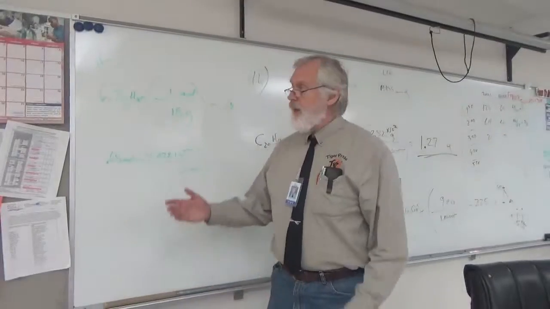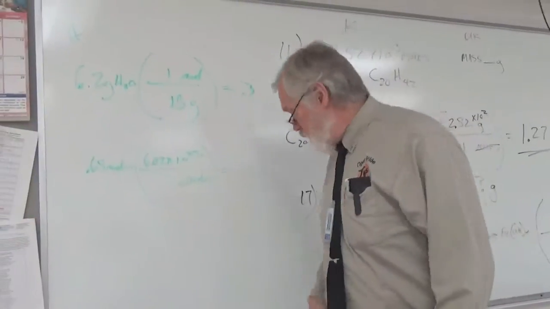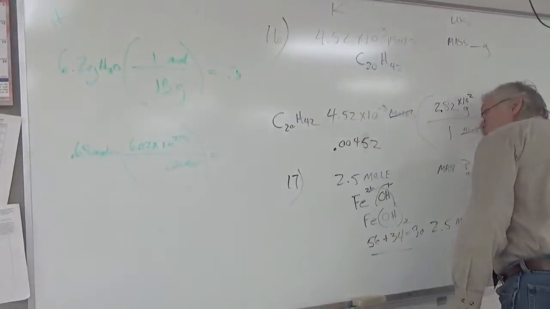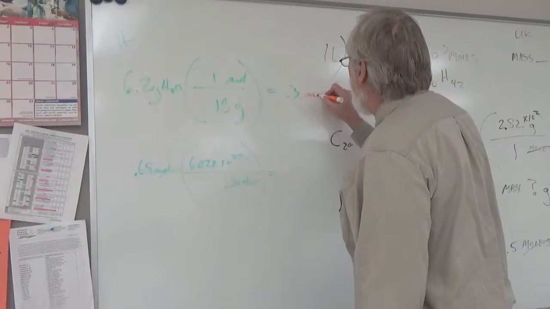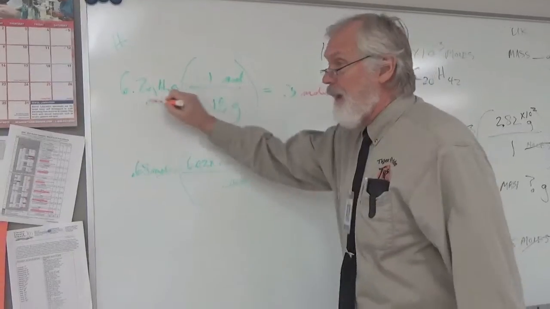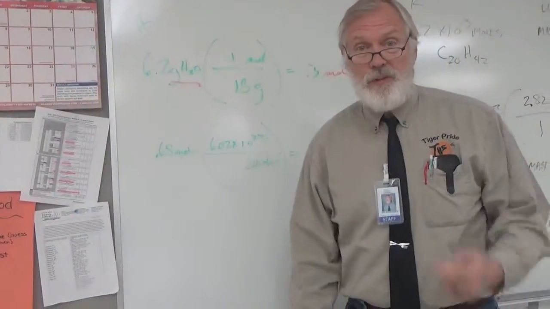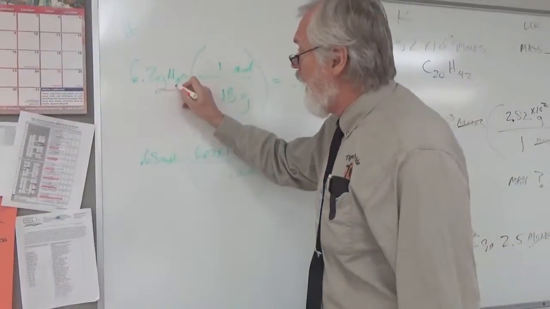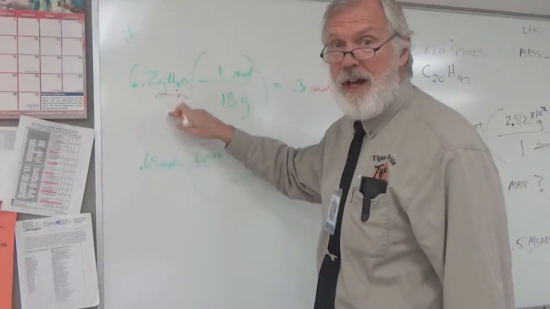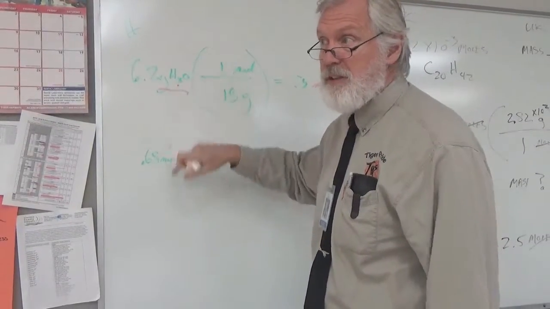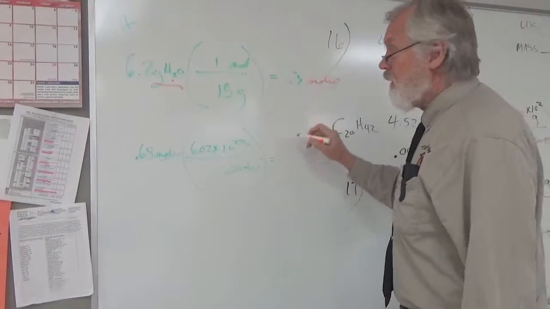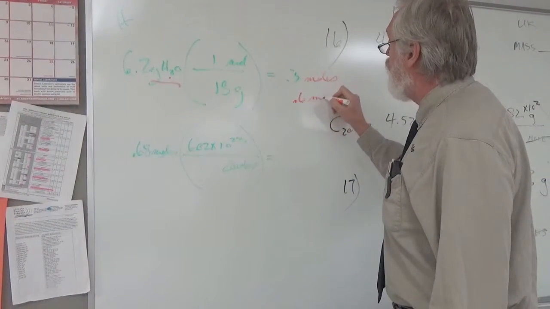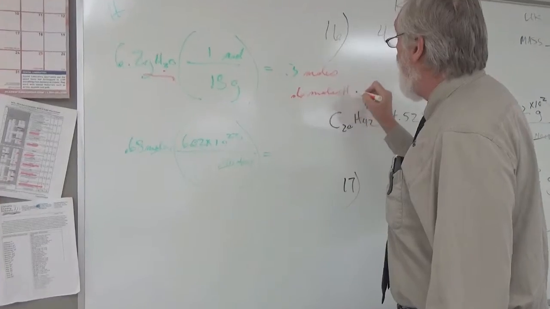Okay, so once you have your moles, 0.3 moles, then you need to figure out the moles of each element. Well, you got 2 hydrogens in there, so you got 2 moles of hydrogen for every 1 mole of oxygen to make water. So instead of 0.3, you're going to have 0.6 moles of hydrogen.